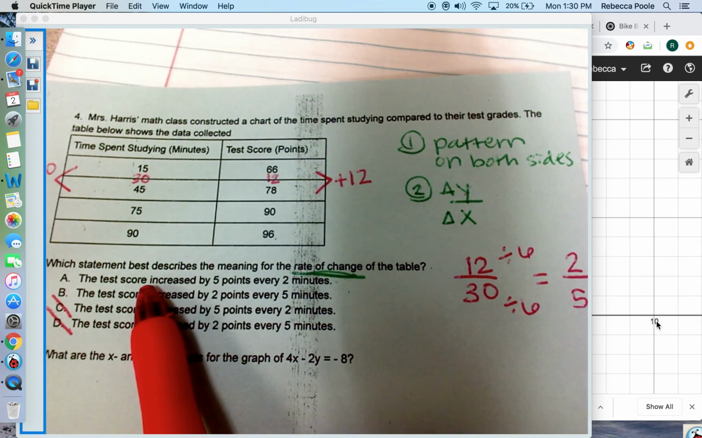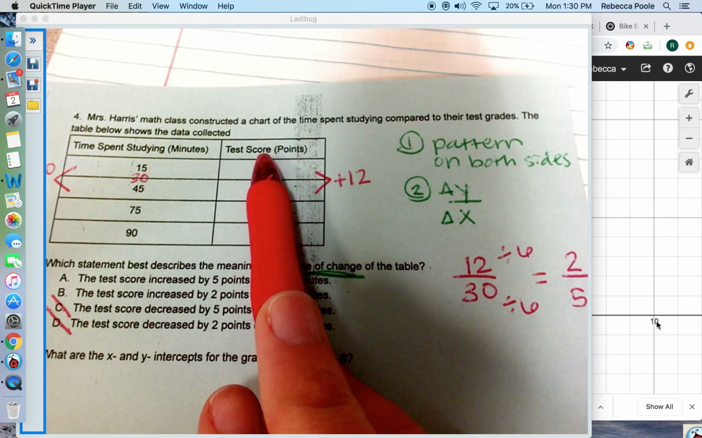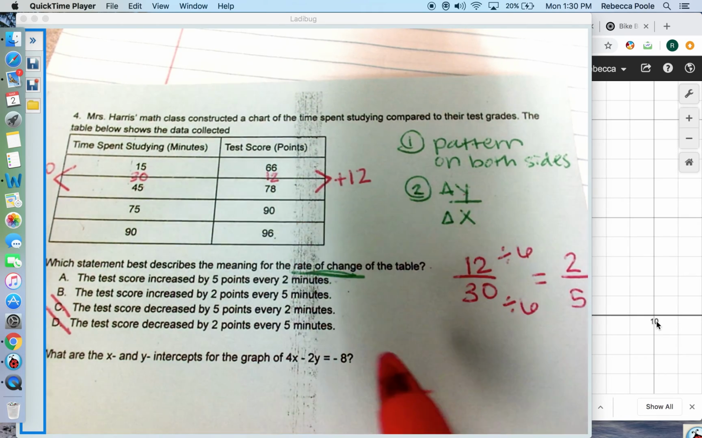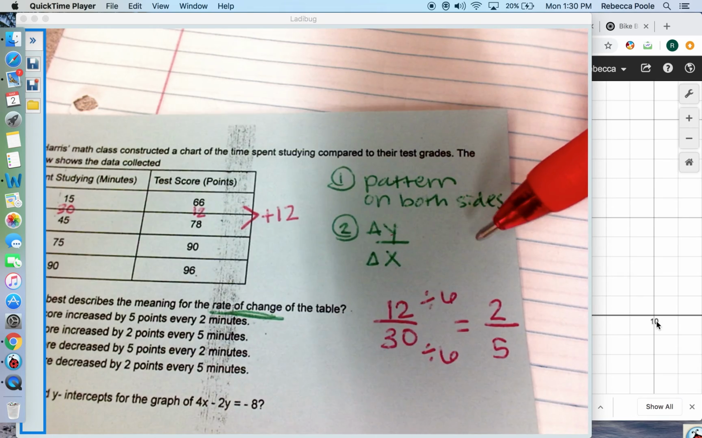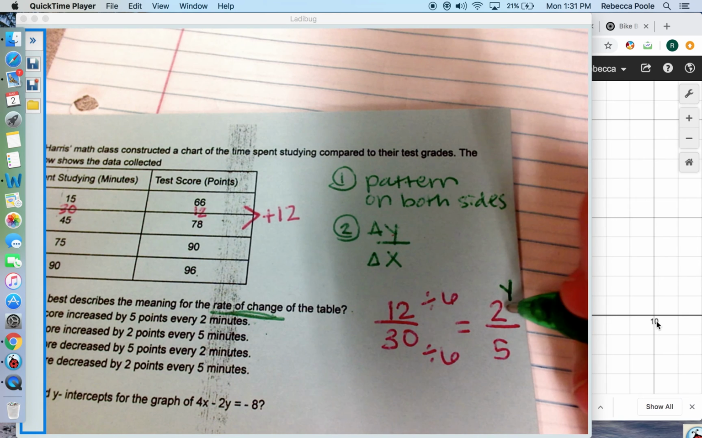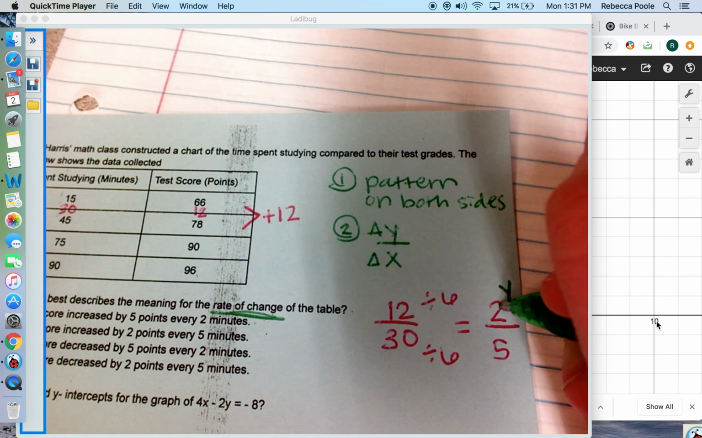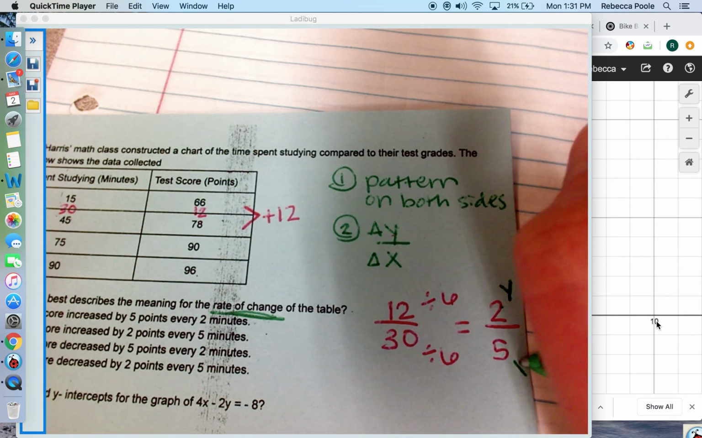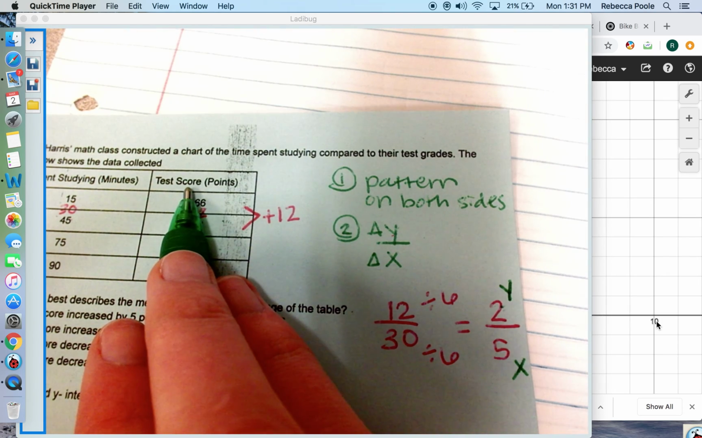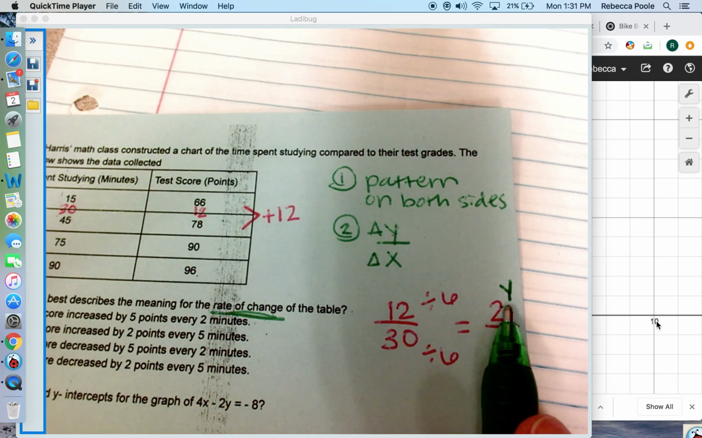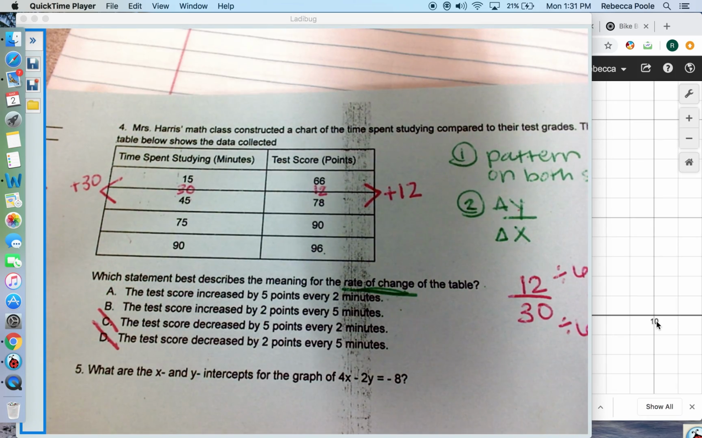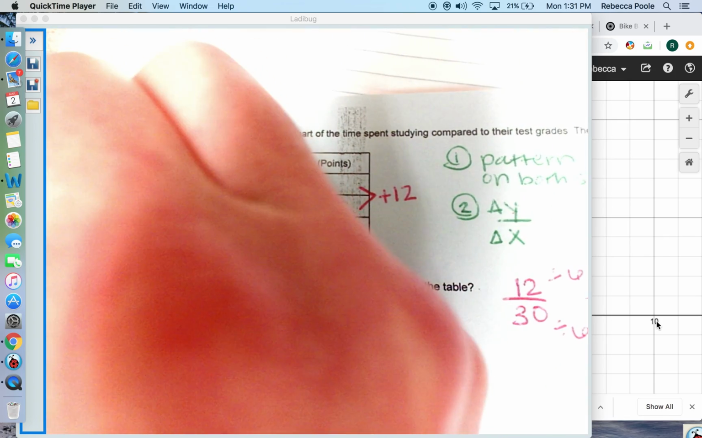The test score is the y. Does everybody see that in the table? The test score is the y. So the y values, if you look at your slope, the y values are on top. So the y values should be going up by 2. The x values are in the bottom and they should go up by 5. So the test score is going up by 2 when we simplify, and the time spent studying is going up by 5. So that would be B.